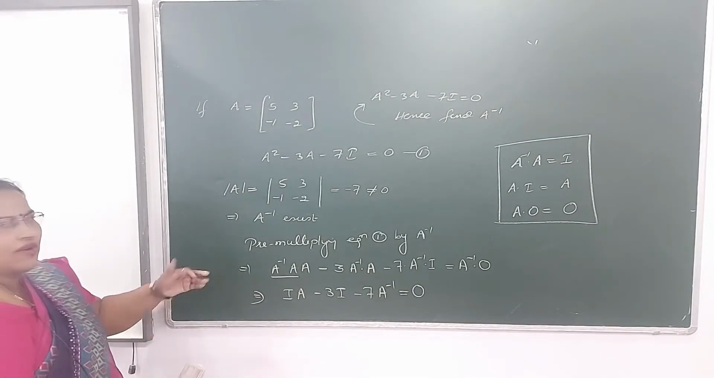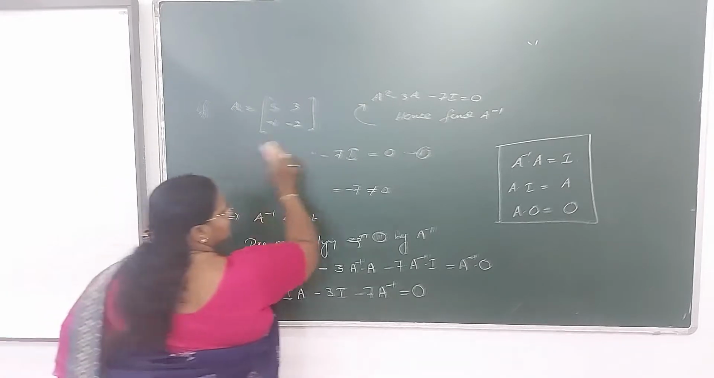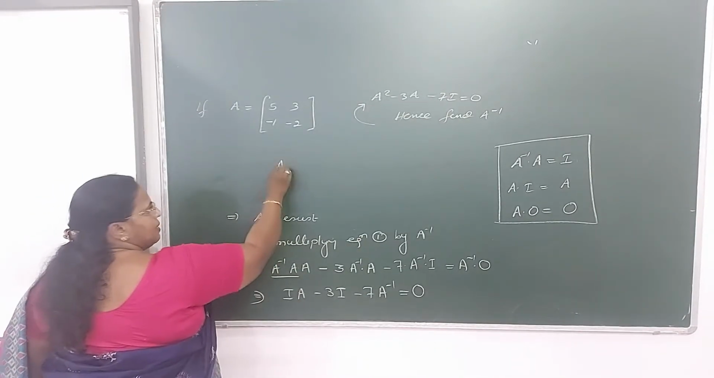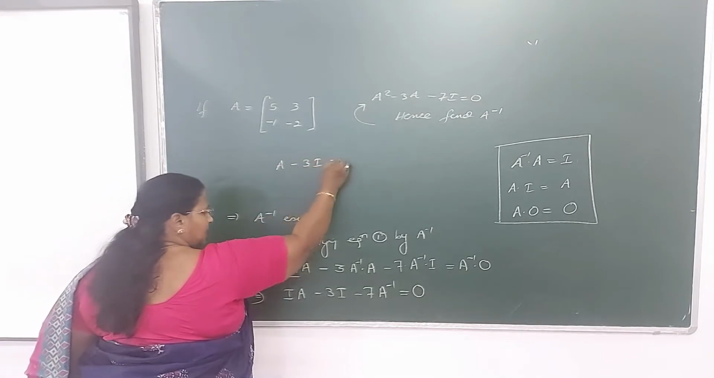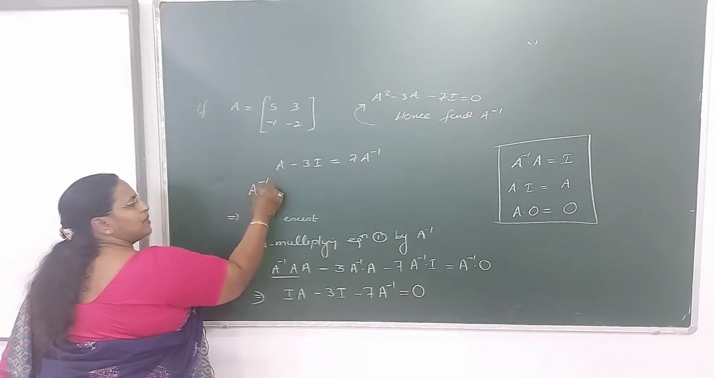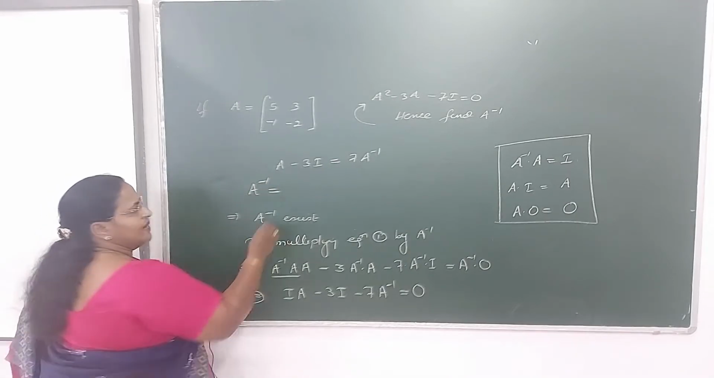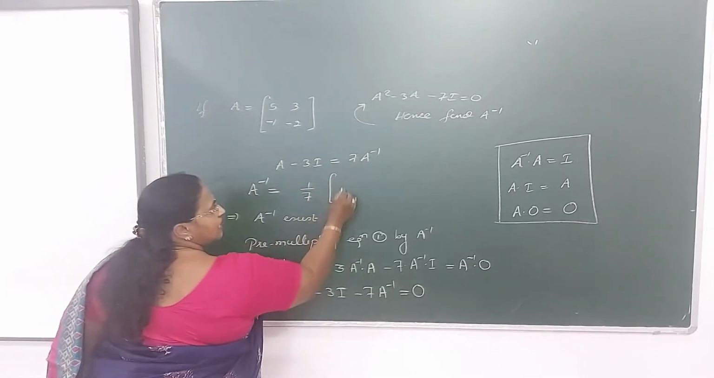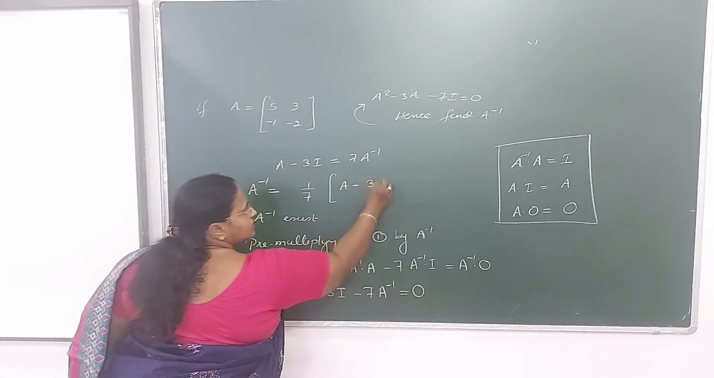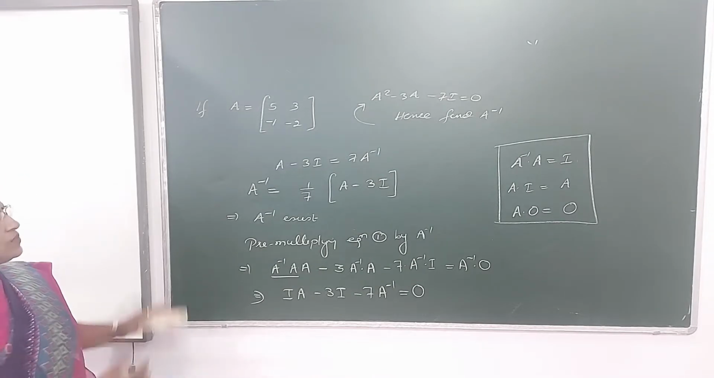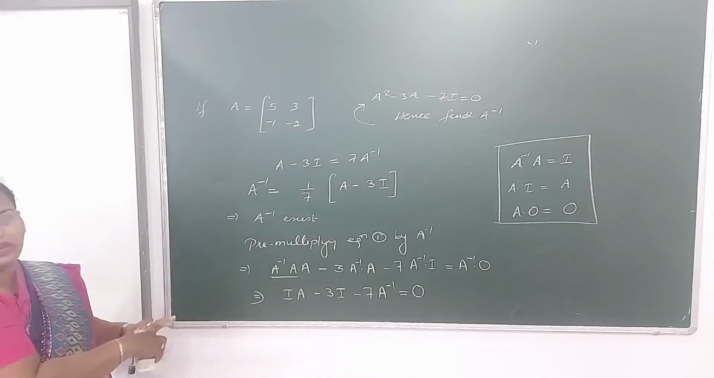Now let us rearrange it. Now how to rearrange it? I into A is A, minus 3 times I, is equal to 7 A inverse. And finally, for this particular question, you will be getting the formula for A inverse as 1 by 7 times (A minus 3I). Okay, for this particular condition, this is the formula for A inverse.